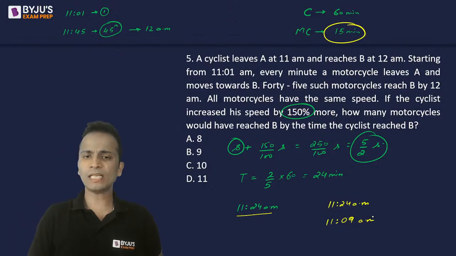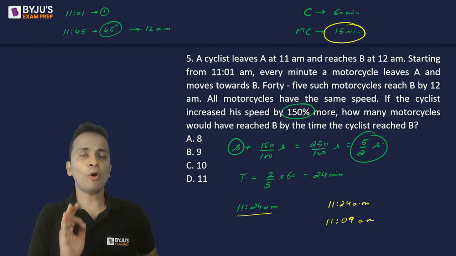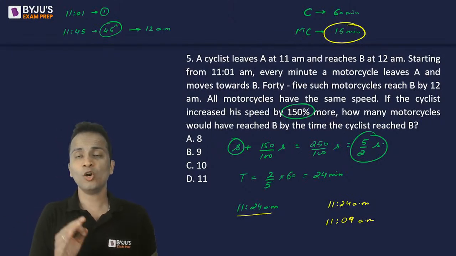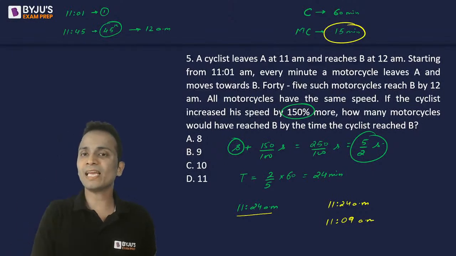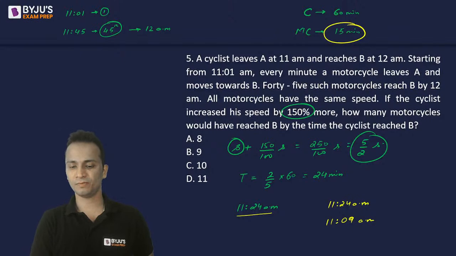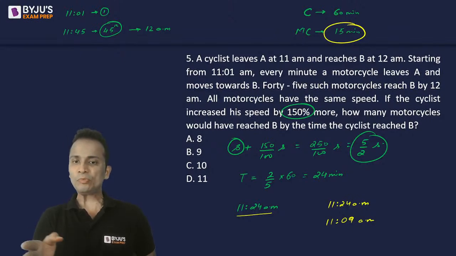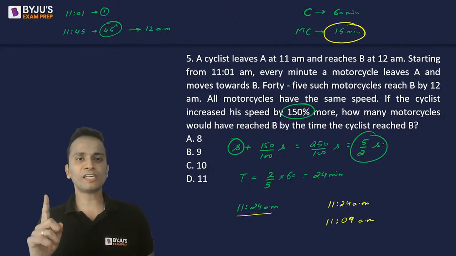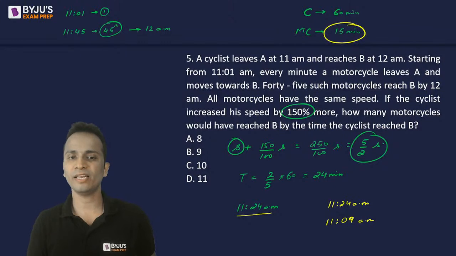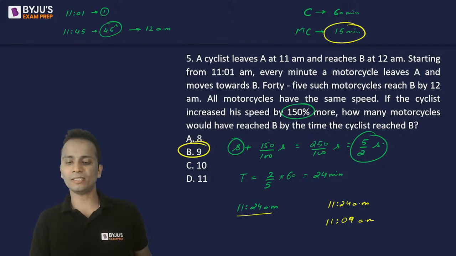So the motorcycle which has left point A at 11:09 or before will be able to reach point B by the time the cyclist reaches point B at his increased speed. Right? So 11:01 पे first motorcycle चली थी, 11:09 पे last motorcycle, that means total motorcycles will be 9 in number. So the correct answer for this question will be option B, that is 9.